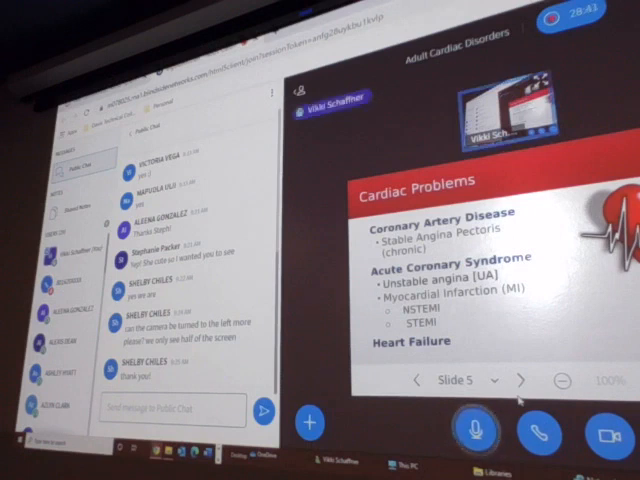Has anybody ever seen an aortic aneurysm that has burst? You're talking minutes, the person will bleed out into their abdomen. And so it's a critical situation. So this is a huge thing.